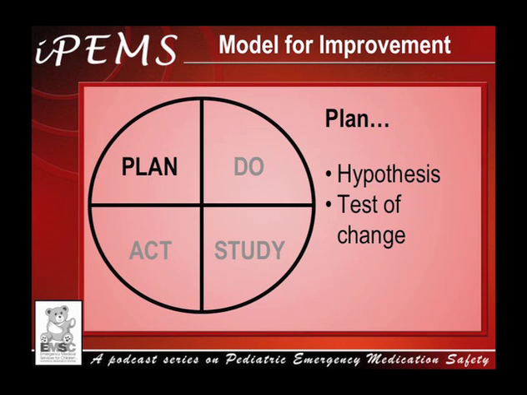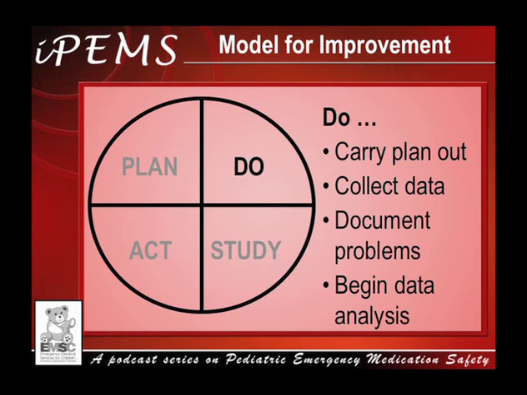The first step in this cycle is to plan. Start with a hypothesis. What do you predict will happen and why? Next, plan who, what, where, and when for your test of change and data collection. The next step in this cycle is to do. During this step, you will carry out the plan, collect data, document problems and unexpected observations, and begin analysis of the data.